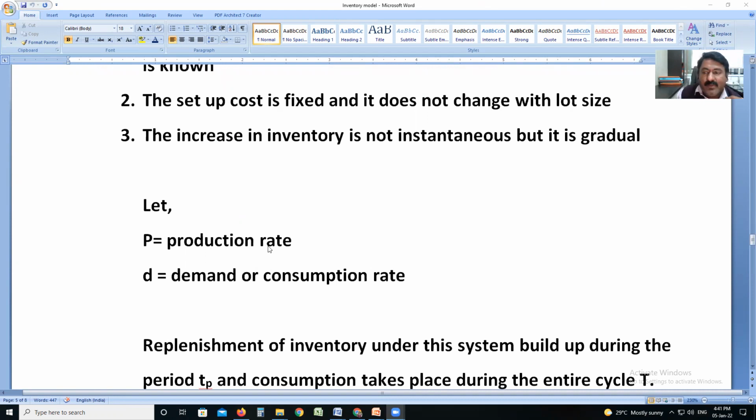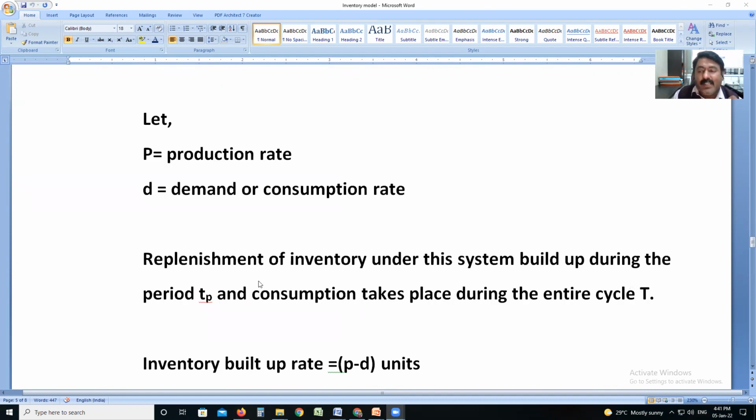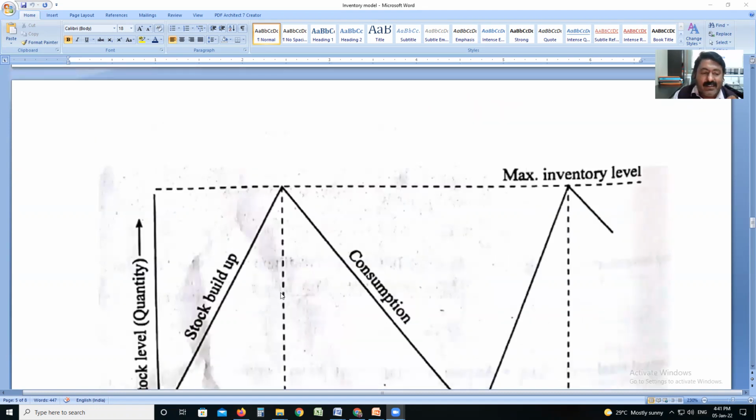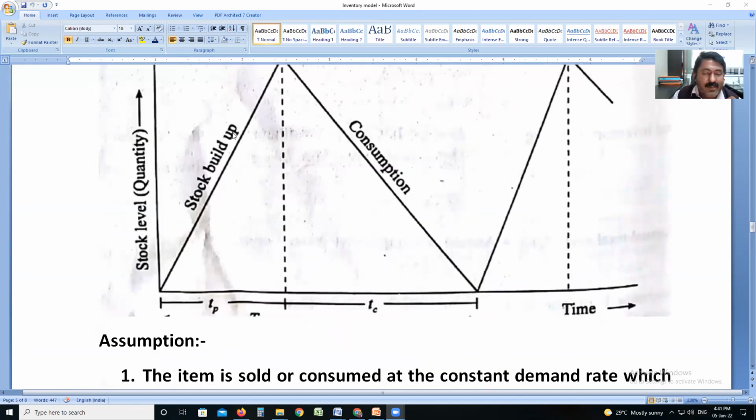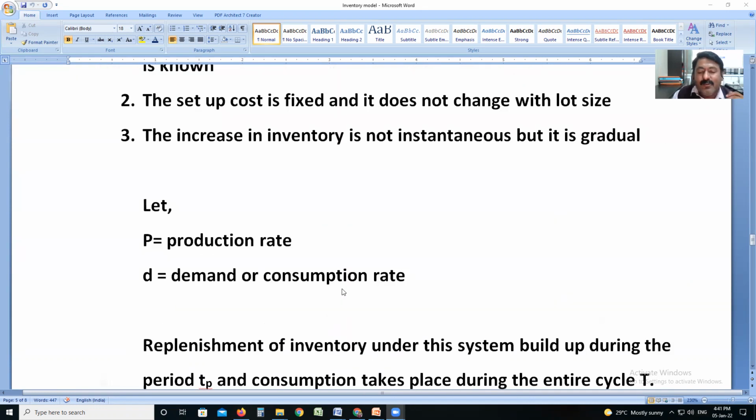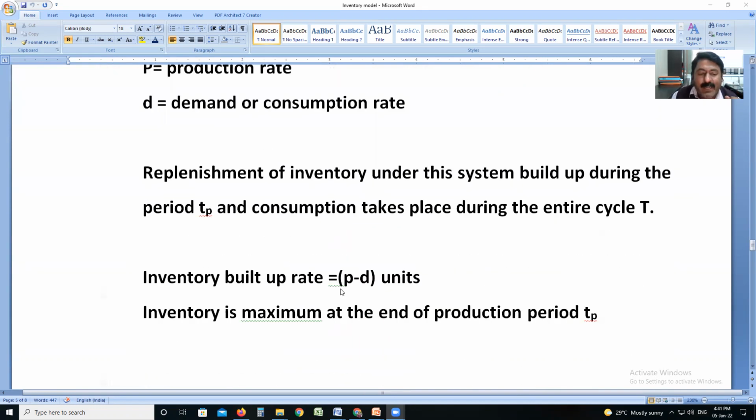Here let P be the production rate and D the demand. Replenishment of inventory under the system is built up during the period TP, and consumption occurs for the entire cycle. See here, this is the case when there is a built up going on, and for the complete cycle, don't go for the TC, the units are consumed. Here it is denoted by capital G.